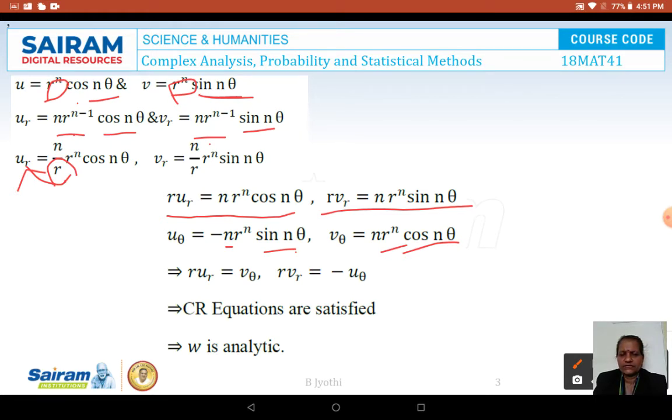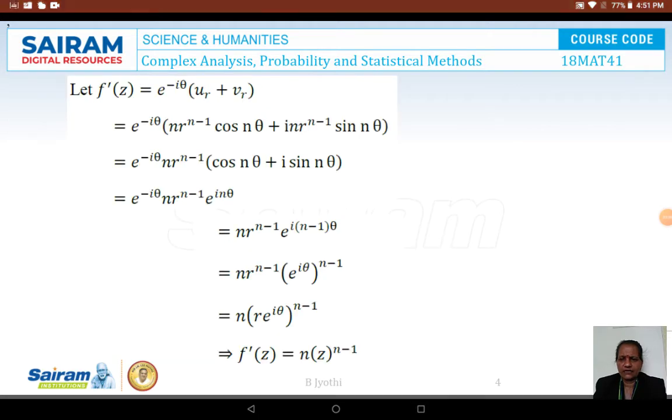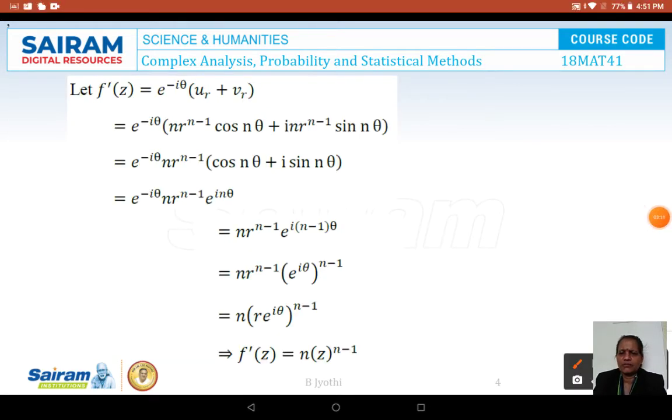Now, when we look at this, r ur is same as v theta. Both are equal to n r power n cos n theta. Similarly, r into vr is n r power n sin n theta, whereas here u theta is with a negative sign. Therefore, r ur is v theta, r vr is minus u theta. Hence, the CR equations are satisfied. So, f is analytic.